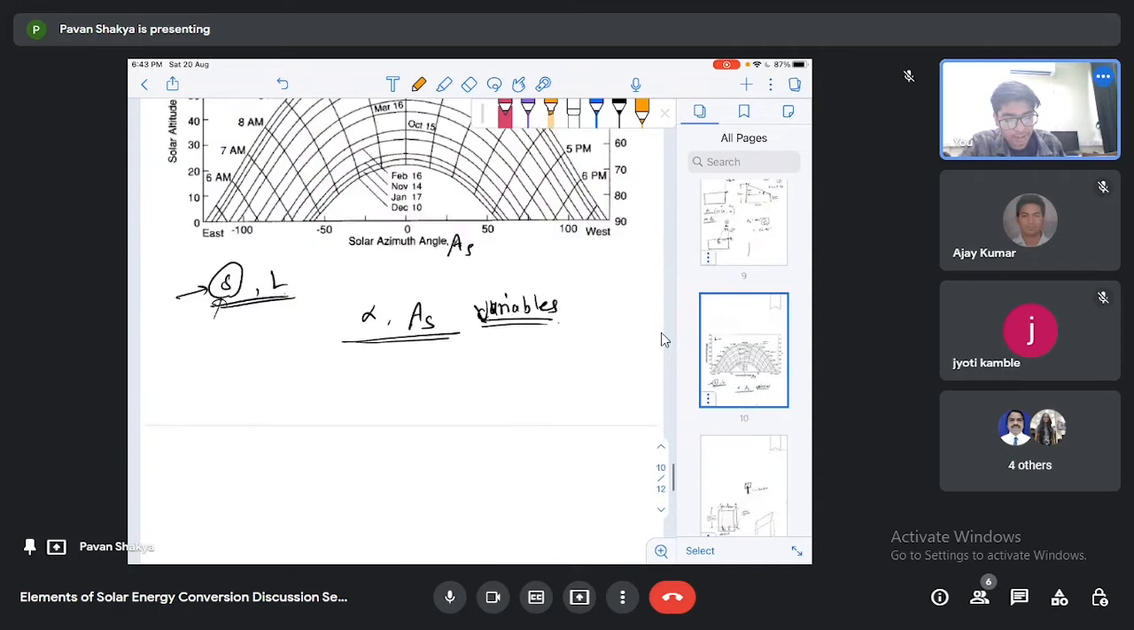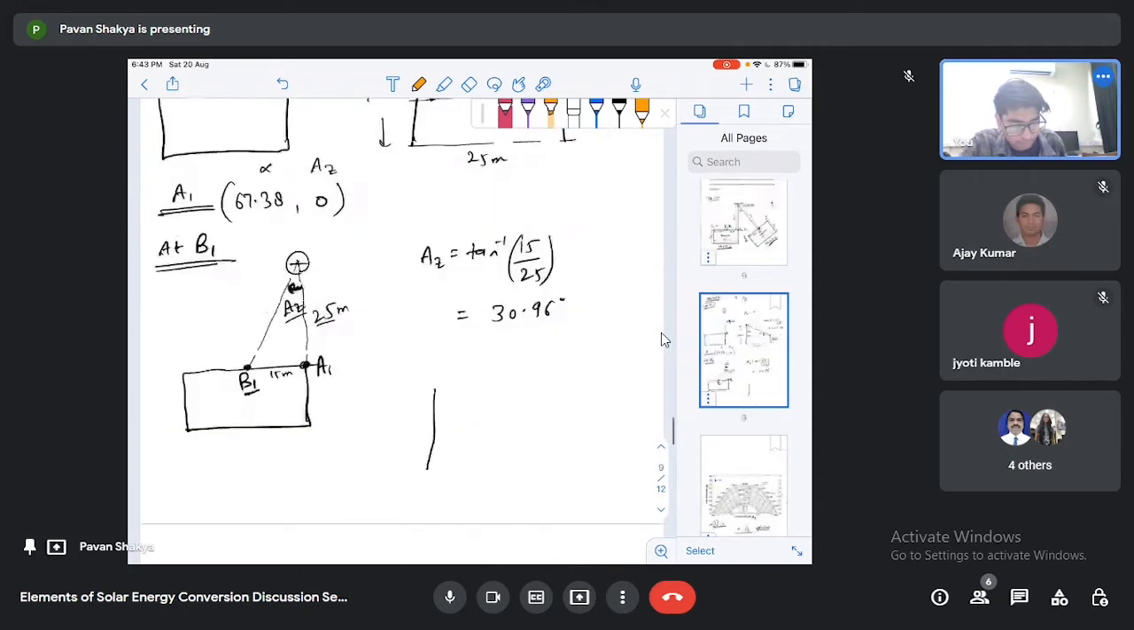So we can easily calculate this length. Suppose this is observer O, then OB1, OB0, I should write OB1 will be equal to root of 15 square plus 25 square, that will come out to be 29.155. Okay, now I'm drawing the side view for this point B1.